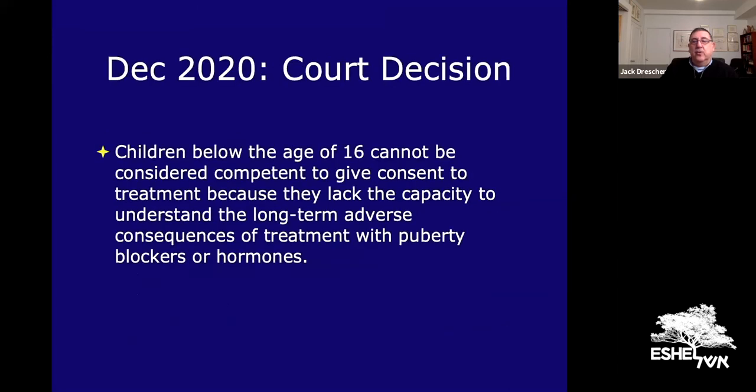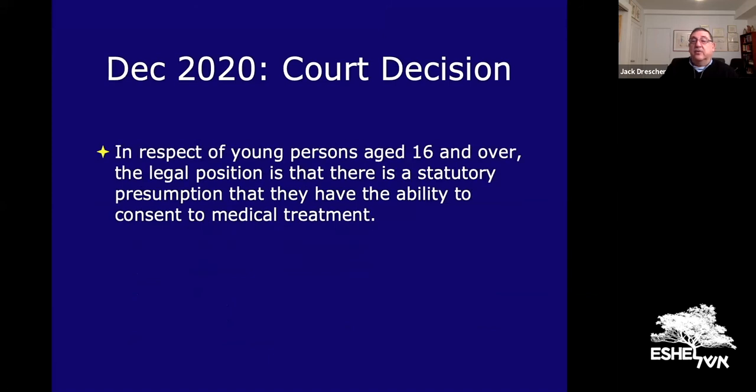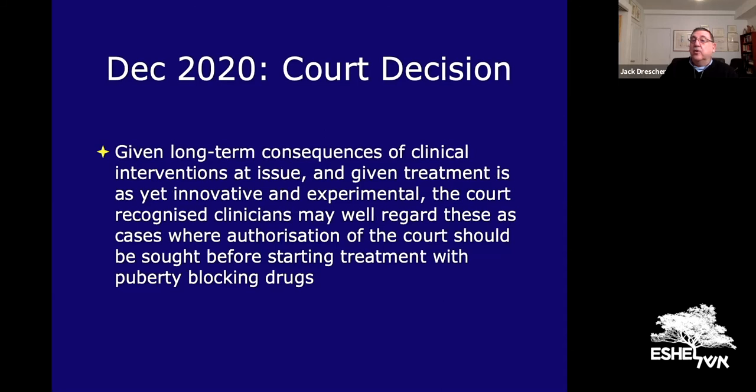So what did the court decide just in December? That children below the age of 16 cannot be considered competent to give consent to treatment because they lack the capacity to understand the long-term adverse consequences of treatment with puberty blockers or hormones. In respect to young persons age 16 and over, the legal position is that there's a statutory presumption that they do have the ability to consent to medical treatment. Given the long-term consequences of clinical intervention, and that the treatment is considered innovative and experimental, which it's not, by the way, after 20 years it's no longer innovative or experimental, the court recognized clinicians may well regard these as cases where authorization of the court should be sought before starting treatment with puberty blocking drugs.